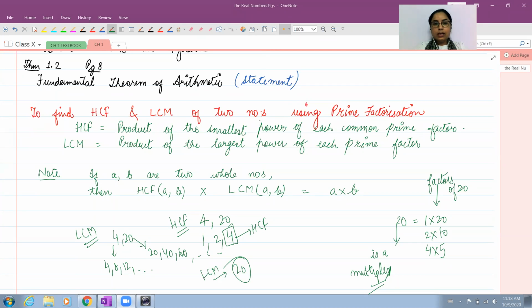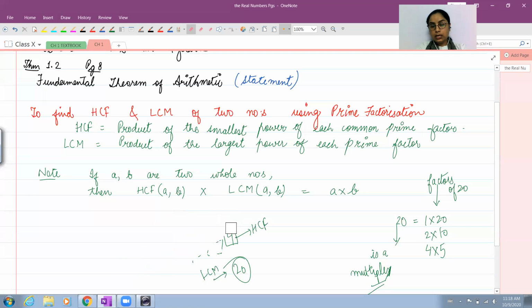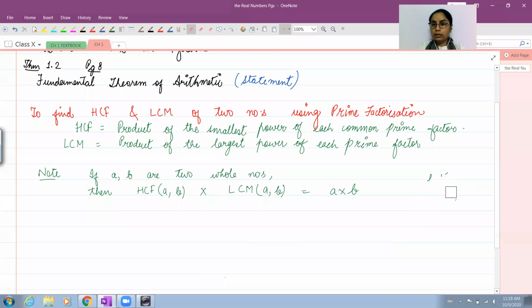Now, there were 2 or 3 methods which you have learned to find out the HCF and LCM. 2-3 तरीके थे जो आपने अपनी क्लासेस में, जूनियर क्लासेस में यूज किए हैं to find out the HCF and LCM of any two numbers. But right now we will be working only with prime factorization in order to use the fundamental theorem of arithmetic. Fundamental theorem of arithmetic use करेंगे तो जो numbers हैं, they will be written as the product of primes.